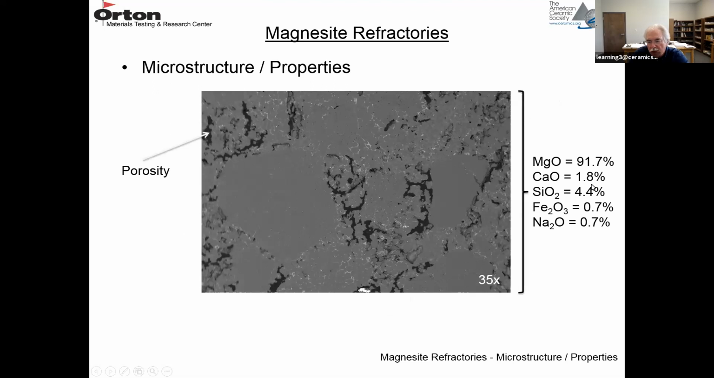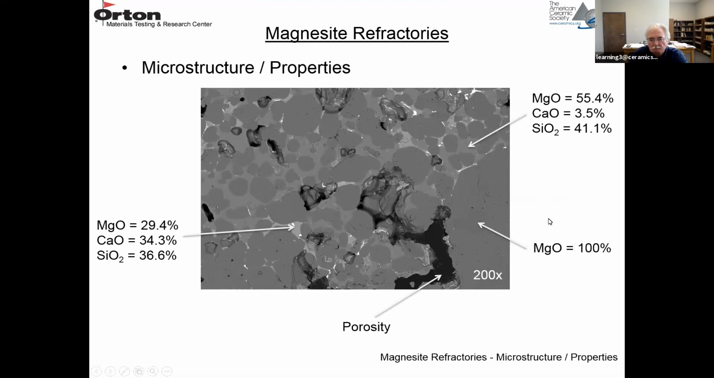And you would expect that because it's a fairly high impurity level, almost 9%, and the silica to lime ratio is in the wrong direction. So this darker gray secondary phase is about 55% MgO, 3% CaO, and 41% SiO2. So that is probably a phosphorite, a higher temperature grain boundary phase or matrix phase.